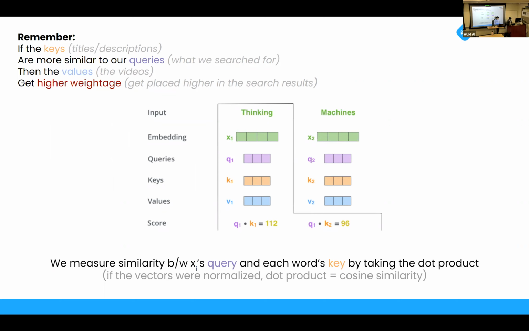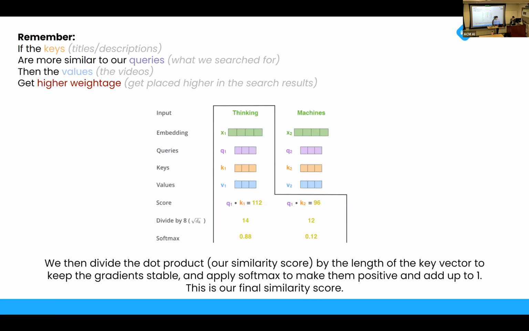So basically, now that we have the similarity score, we want to convert these into useful weights. We normalize them by dividing by the number of elements in the vector so that they don't cause our gradients to explode. And then we use softmax to get them all to be proportions that add up to 1. So now we have a bunch of numbers that add up to 1, and we can use those to weight the values. Similarly to our search example, the keys that are more similar to queries get higher weightage for their values.